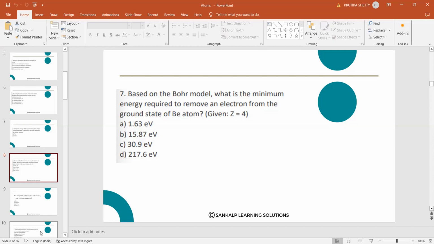So for the barium atom, you can use the formula minus 13.6 into Z square divided by n square. Let us substitute and see what we get. The question asks what is the minimum energy required to remove an electron from the ground state, that is n equal to 1, of the barium atom. So Z square divided by n square into 13.6 we need to do here. See the solution.